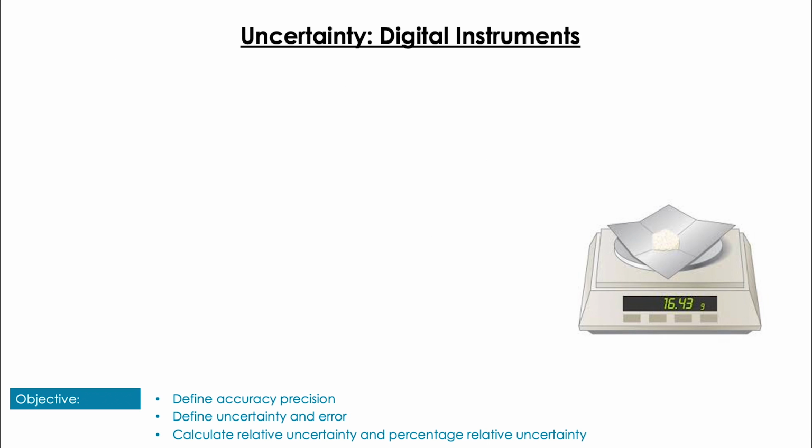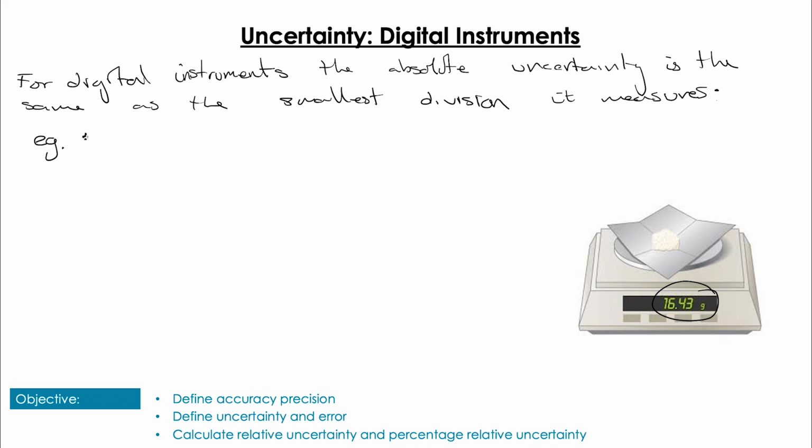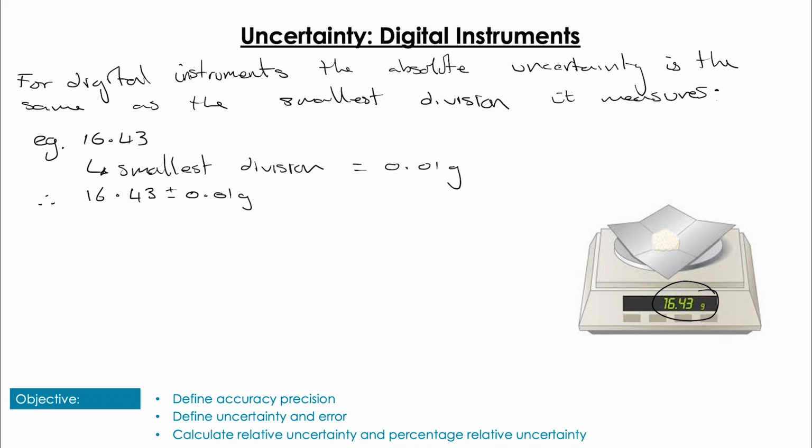The uncertainty of instruments is different for both digital and analog instruments. Usually it does say the uncertainty on the apparatus you're using, but in general, for digital instruments, the absolute uncertainty is going to be the size of the smallest increment that that apparatus lets you use. So in this example, where we have the scale, we can see that it allows us to go to 0.01 grams, and so the absolute uncertainty for this scale would be 0.01.